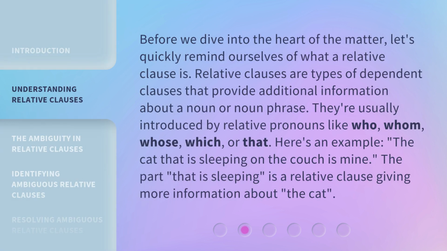Before we dive into the heart of the matter, let's quickly remind ourselves of what a relative clause is. Relative clauses are types of dependent clauses that provide additional information about a noun or noun phrase. They're usually introduced by relative pronouns like who, whom, whose, which, or that. Here's an example. The cat that is sleeping on the couch is mine. The part that is sleeping is a relative clause giving more information about the cat.